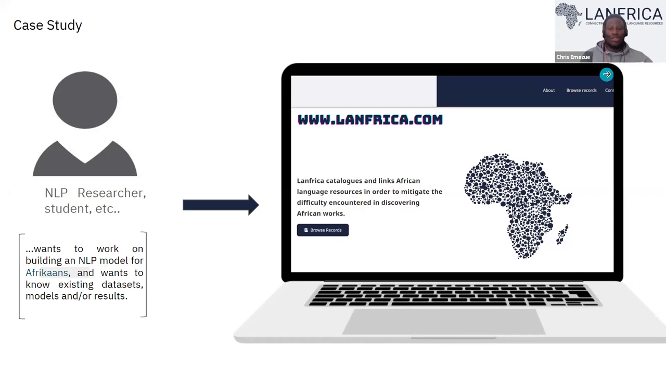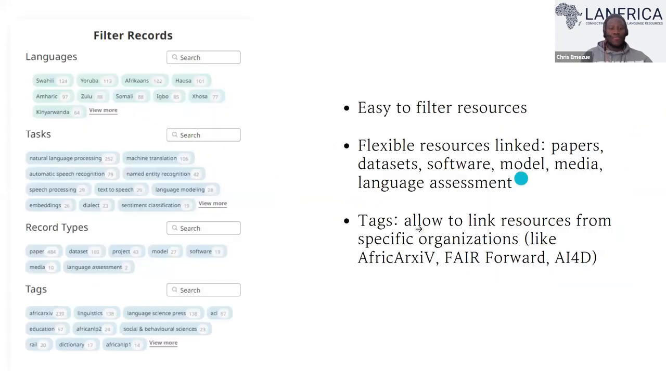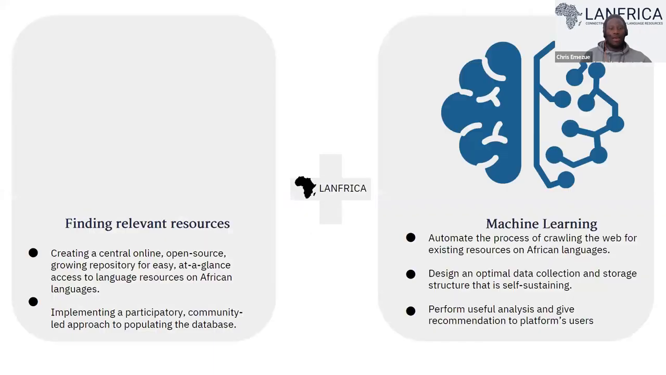So let me talk a little bit about what Lanfrica has. Just real quick, we currently have 740 plus records covering this number of African languages. Some of the things on Lanfrica include the records and the filters. We have a very simple UI where you can easily filter by languages, filter by tasks, and filter by the record type. This is where we include papers, data sets, projects, models, software, media, language assessment, and you can also add more as new types come up. So it's really flexible. Using tags also allows us to link resources and tag them to specific organizations.